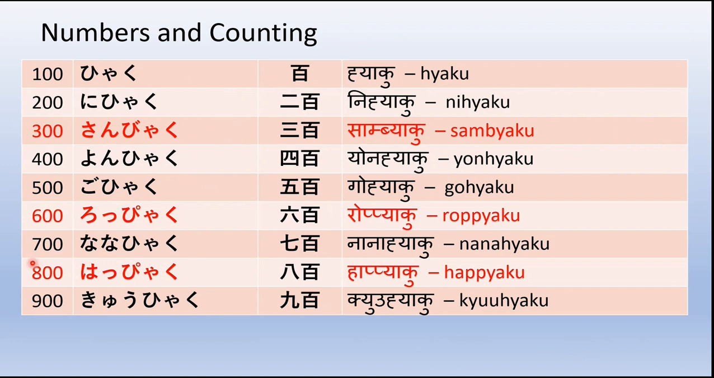Next is 700, which is nana hyaku or shichi hyaku. For 800, we again have an exception, which is that instead of hachi hyaku, we have hapyaku. Now, what's the reason for this exception?